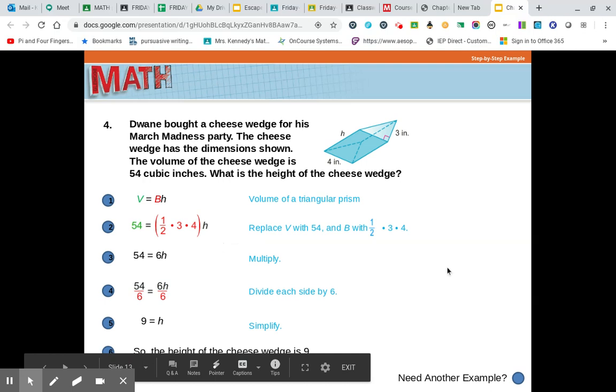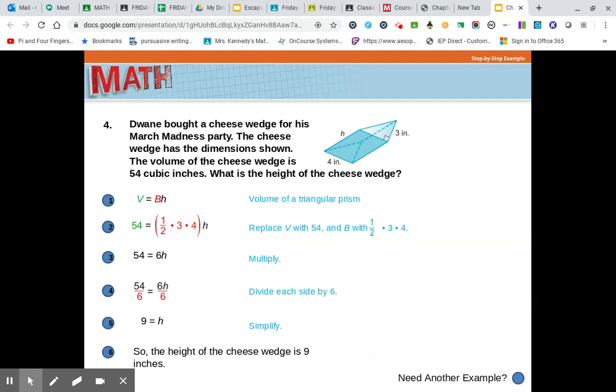Dwayne bought a cheese wedge for his March Madness party. How appropriate. The cheese wedge has the dimension shown. The volume of the cheese wedge is 54 cubic inches. What is the height of the cheese wedge?